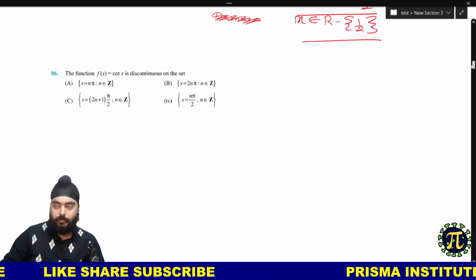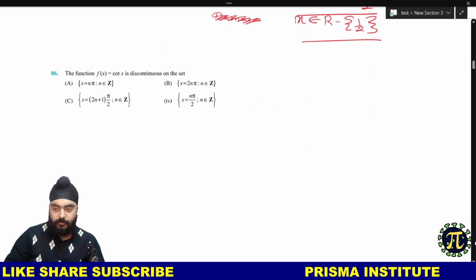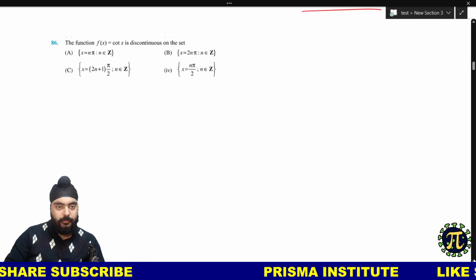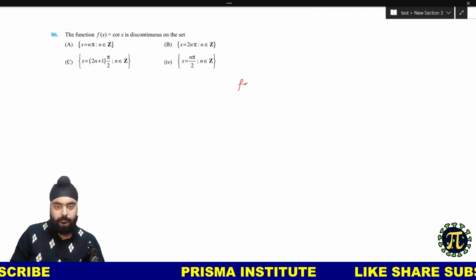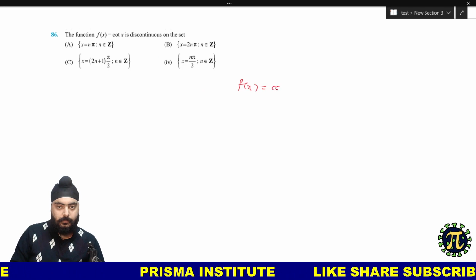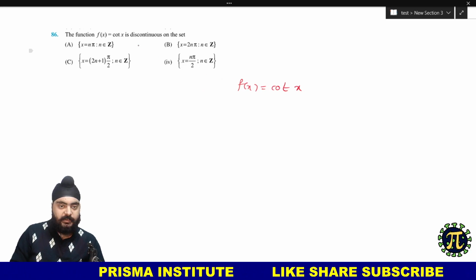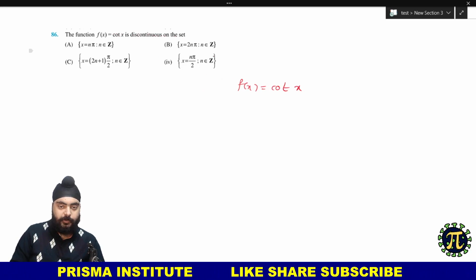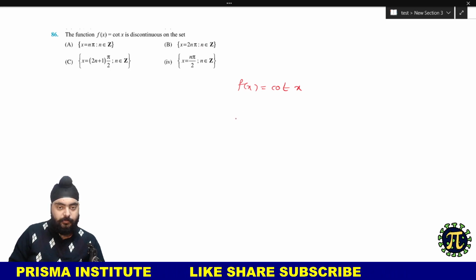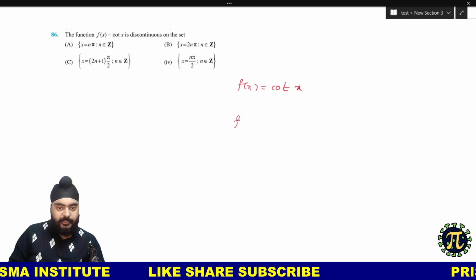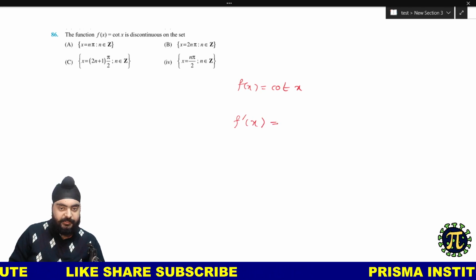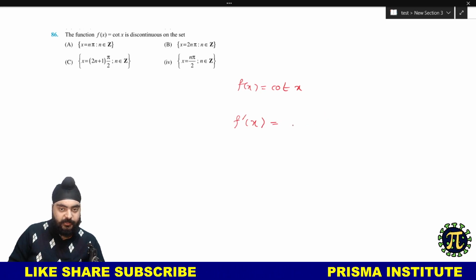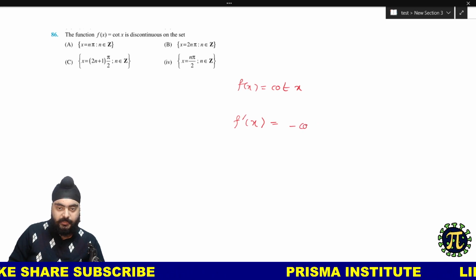Okay, so in this question our function is fx is equal to cot x, and it's asking where it is discontinuous. So what we can do, we can find f dash x directly, okay? And f dash x, what is the differentiation of cot x? Minus cosec square x.